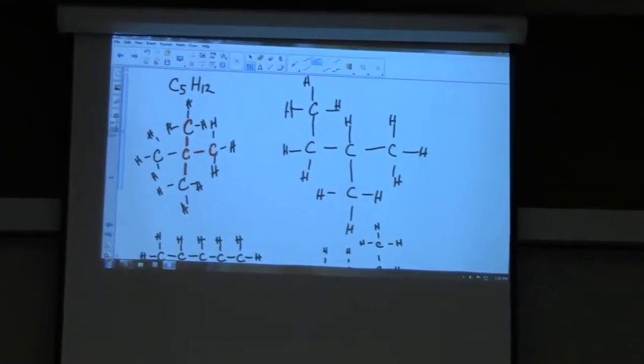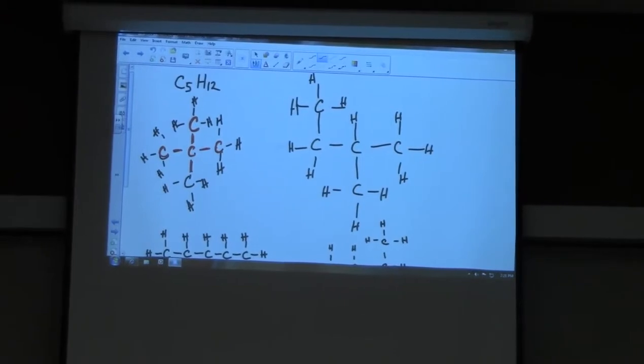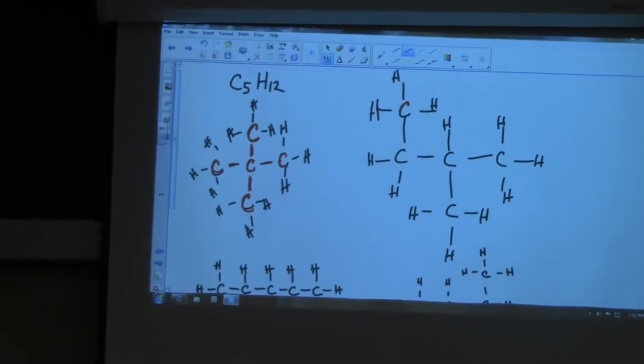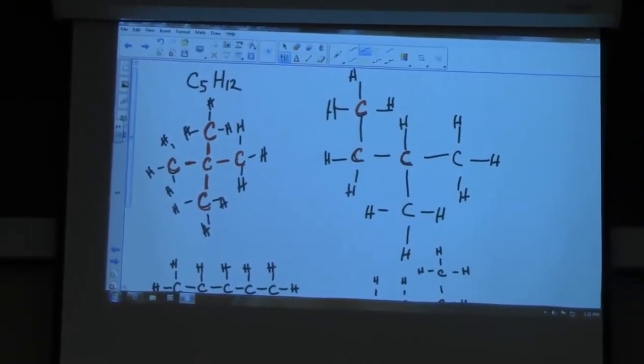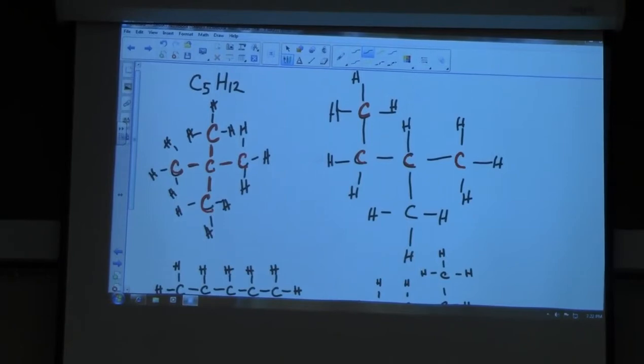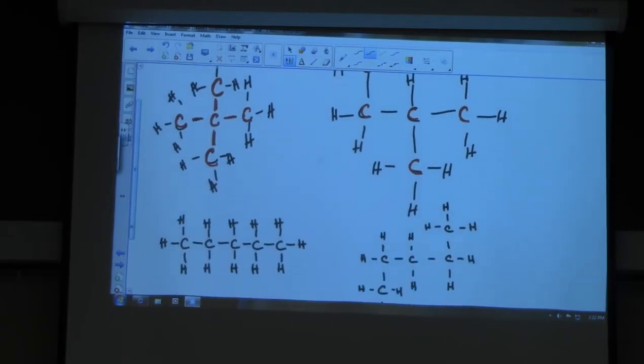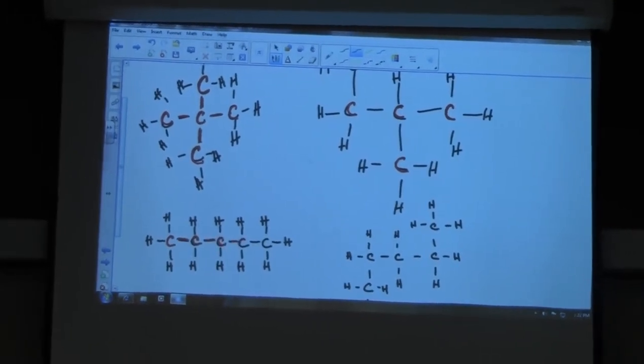If I look at this one right here, let's see here. If we look at the framework of it, just the way the carbons are laid out. Okay, they're kind of laid out like a cross there, right? And in this case, there's a branching point. And scrolling down here, they're all connected to one another in a linear fashion.